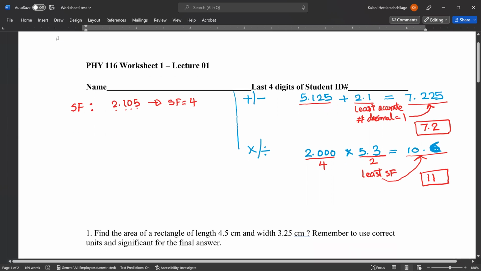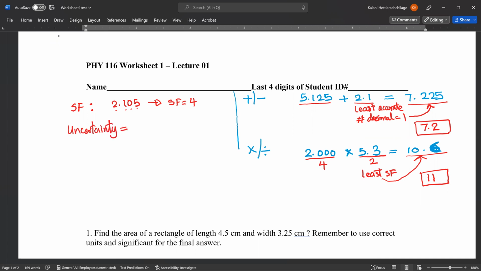After that, we definitely went to uncertainty, and we call it basically the least count divided by 2. That means you need to find the least count of the instrument and divide by 2 if it is an analog instrument. If it is a digital instrument, you are not going to divide by 2, because it is showing the display, the last digit in your instrument, right? Uncertainty is the least count divided by 2, as we discussed.